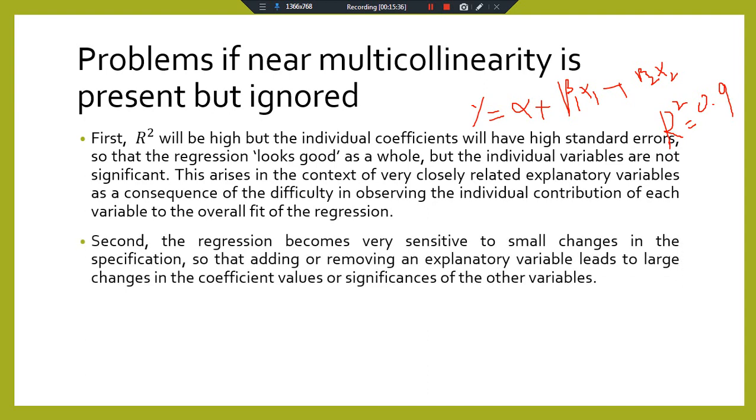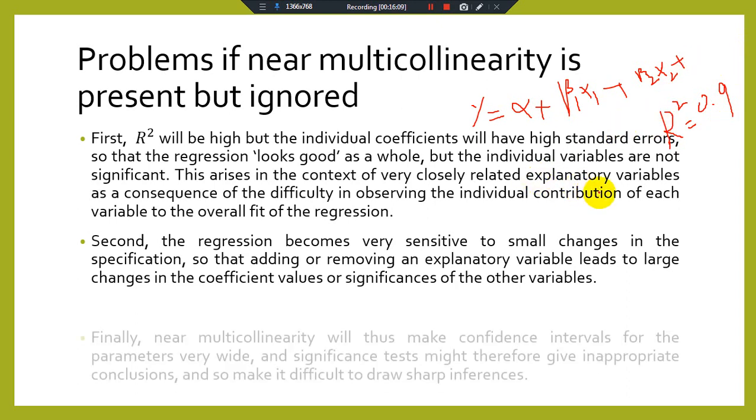Second, the regression becomes very sensitive to small changes in the specification, so that adding or removing an explanatory variable leads to a large change in the coefficient value or significance of the variable. So if we have multicollinearity in our model, then by adding or removing a variable in this model, the R square will also change. So this will create the issue of multicollinearity.